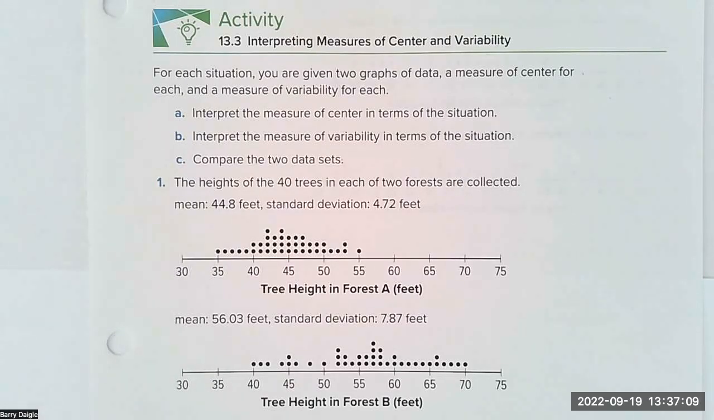This lesson is going to show you how to use the technology to create lists in a calculator and calculate the measures of center and the variability using the data in the calculator. For a data set, I've chosen to move ahead onto page 97 in your textbook, activity 13.3, which shows you the heights of different trees in different forests, forest A and forest B.